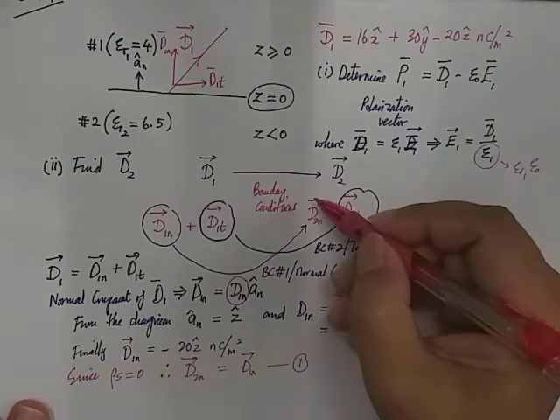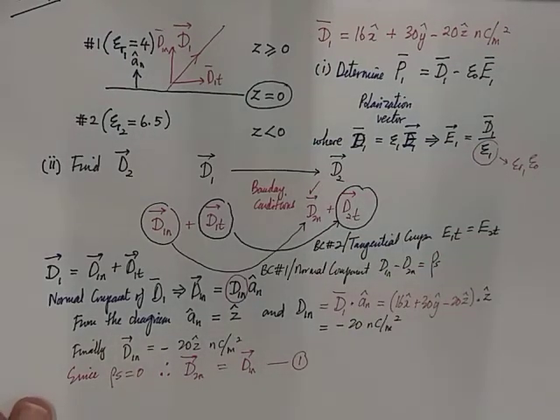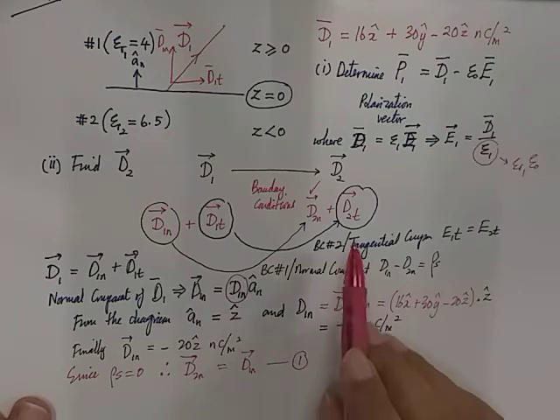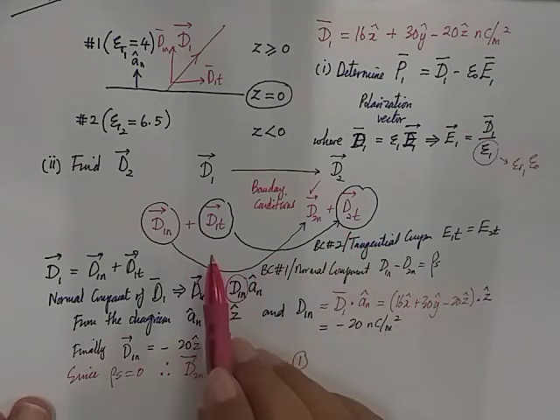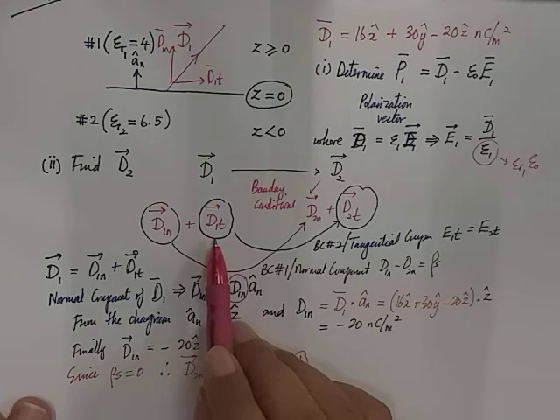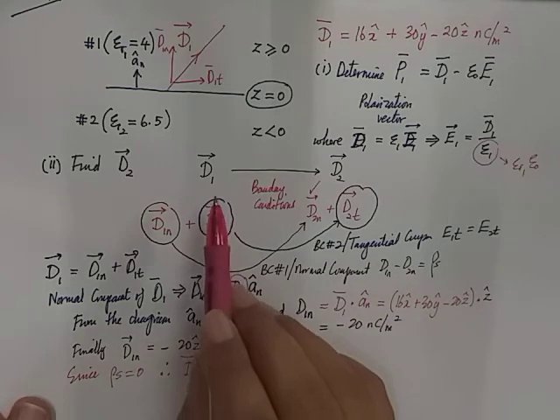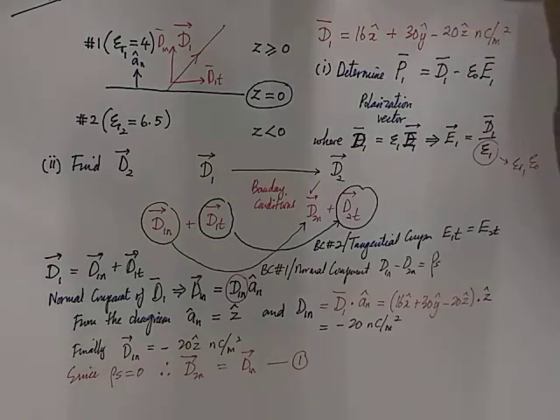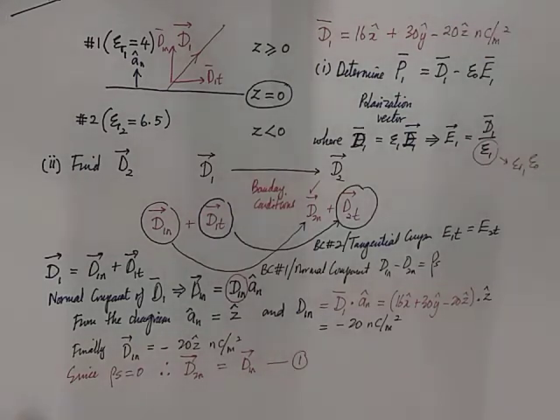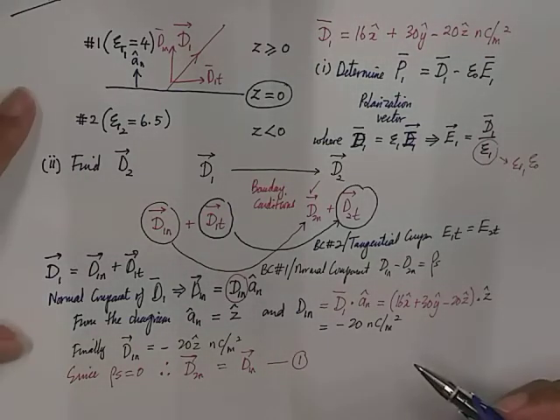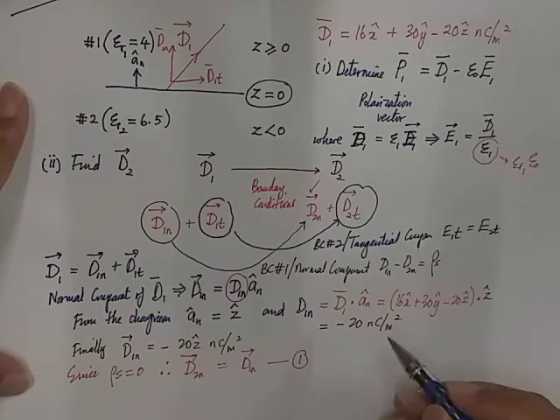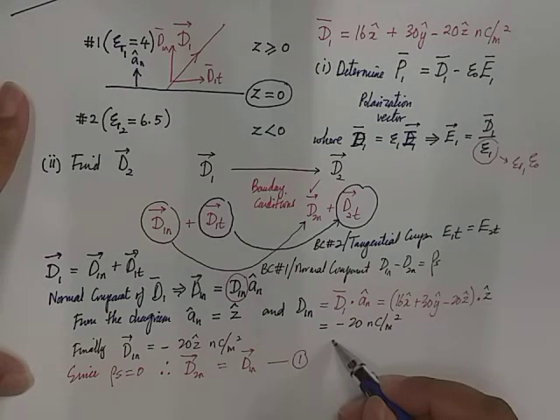So this term has been found. Now what we need to do is find D2t. To get D2t, we need to extract it from D1t. So how do we obtain D1t from D1? That's what we're going to continue now. I'm going to use the available space here. So now my second part: the tangential component.